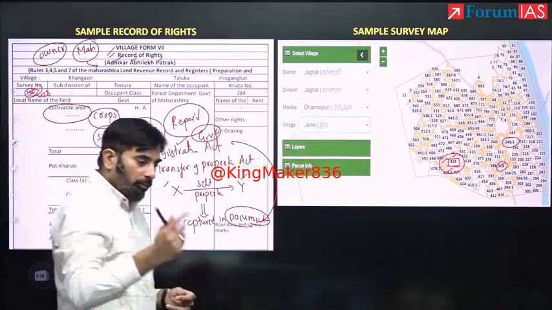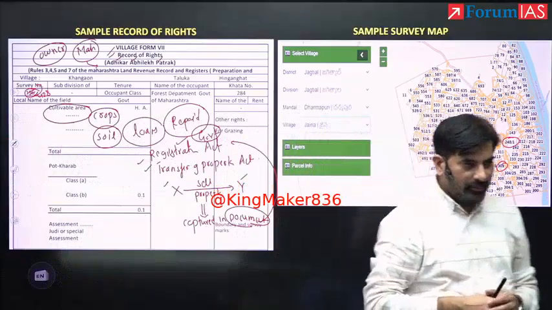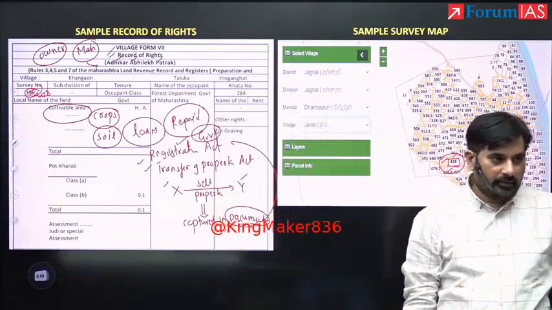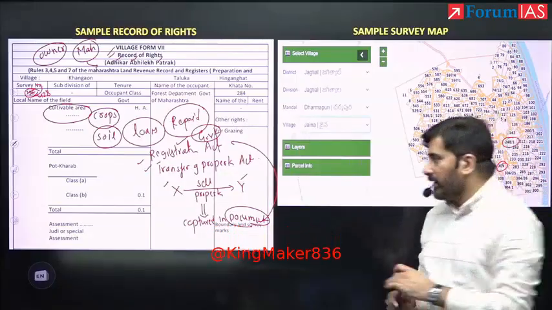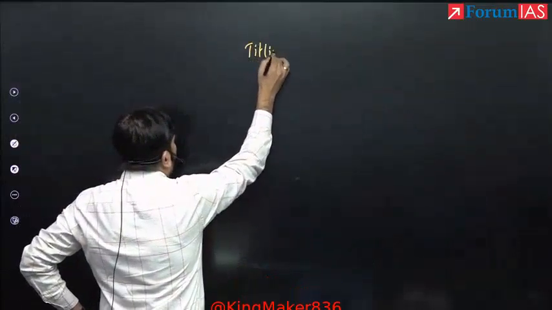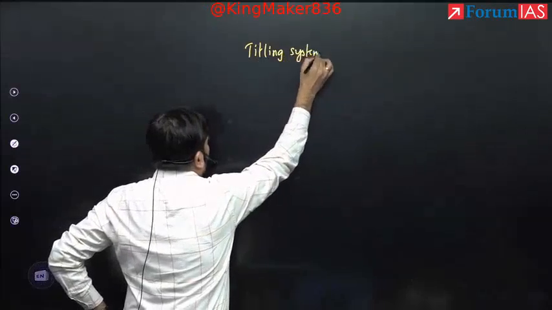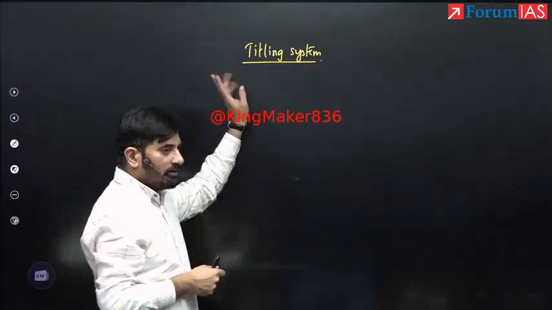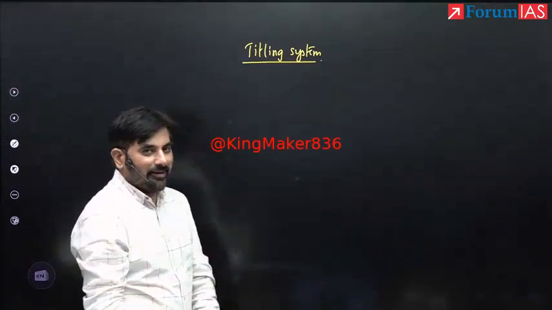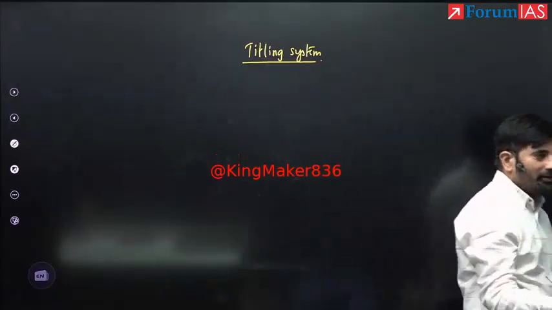Next, and more important, types of titling system. Make the heading: types of titling system. These are not in the notes, that's why I'm dictating, because some things are a little complicated, so I'm dictating it so that we can understand it in a much better manner. Titling system, right?